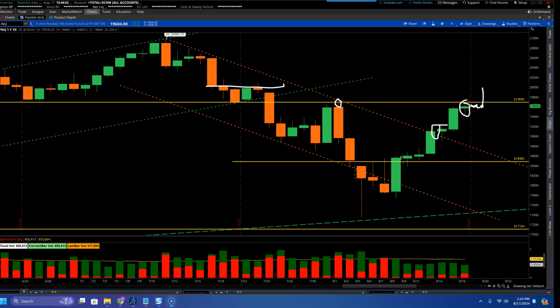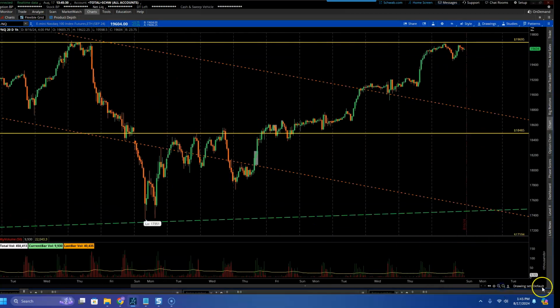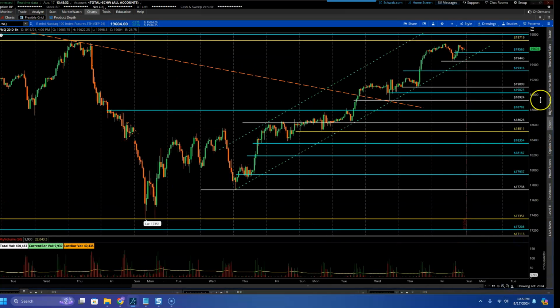If it does, we have this zone where we saw the resistance area, right? So it can move towards that zone, maybe almost another 300, 400 points, right? Psychological 20,000 level. But if we are to break down, let's go into hourly view and let me bring the levels right here.